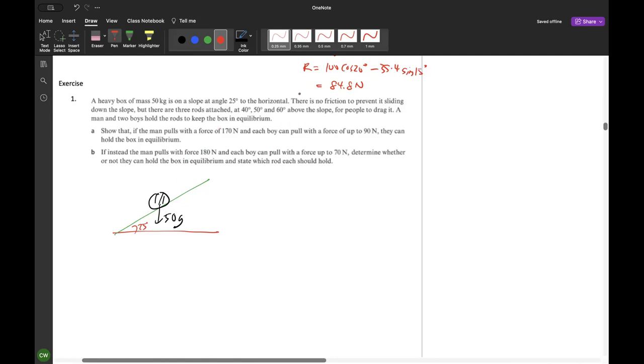Got three ropes above the slope, meaning the ropes are like that. Data: for the man to drag, a man and two boys hold the rope. If the man is pulling with 170, each boy can pull 90. Can they hold in equilibrium?